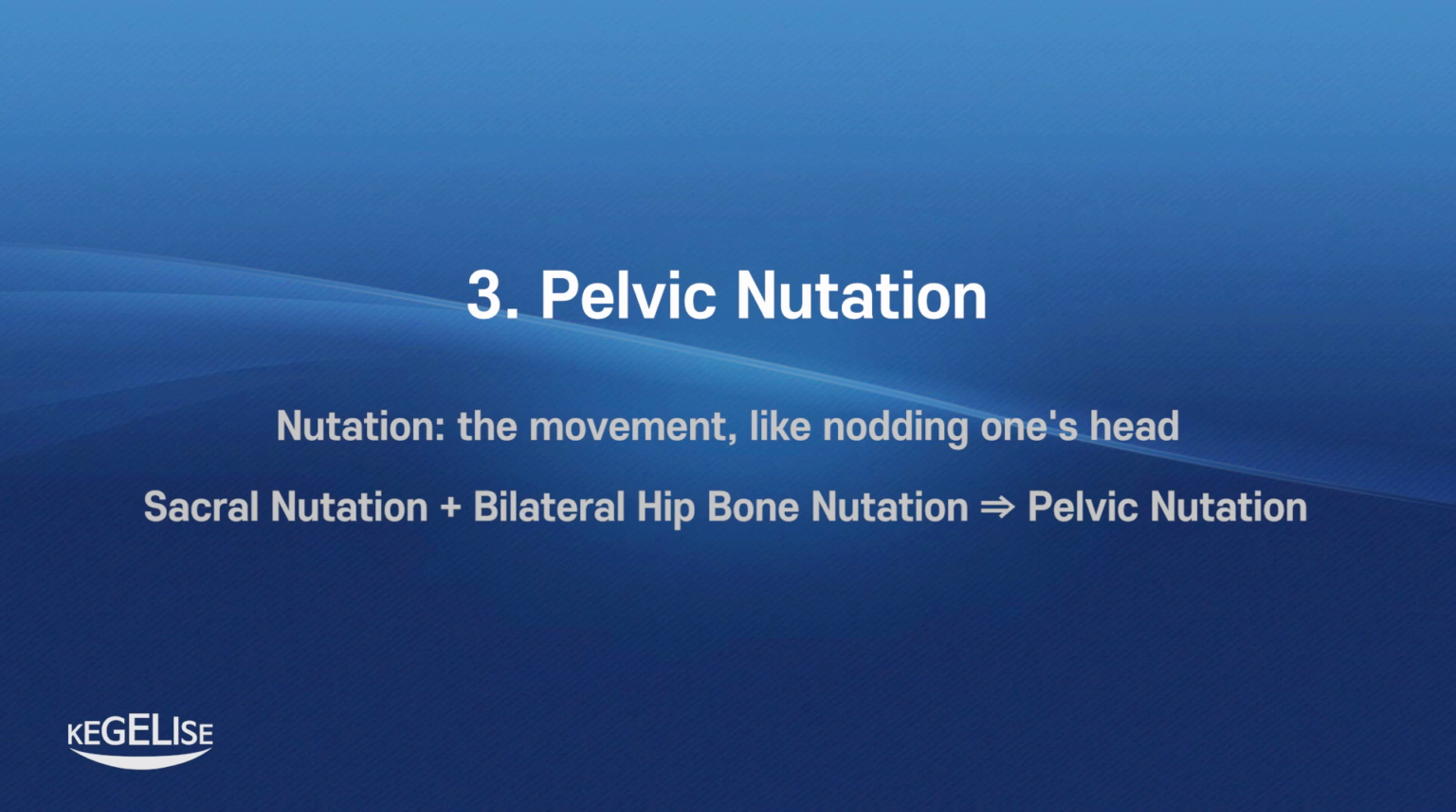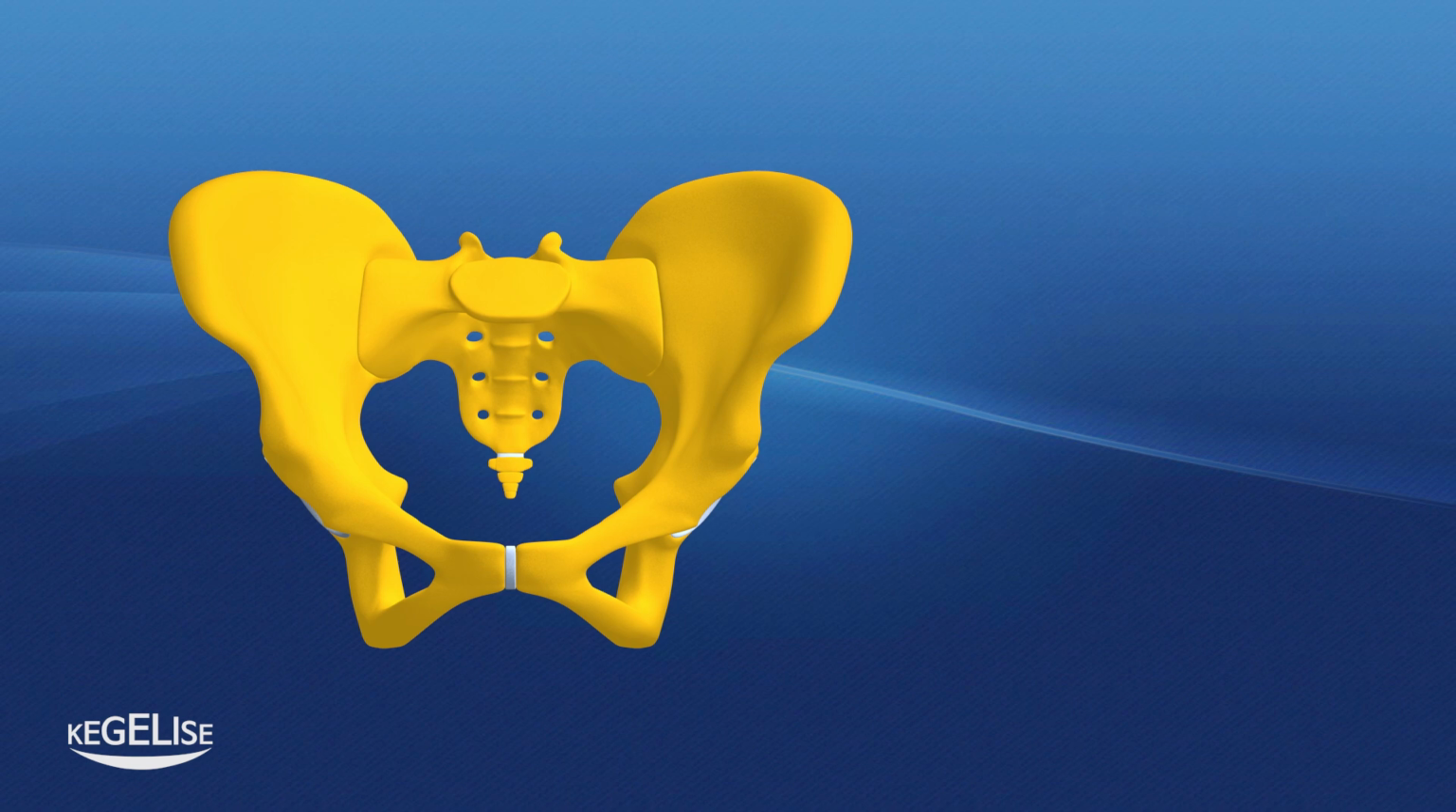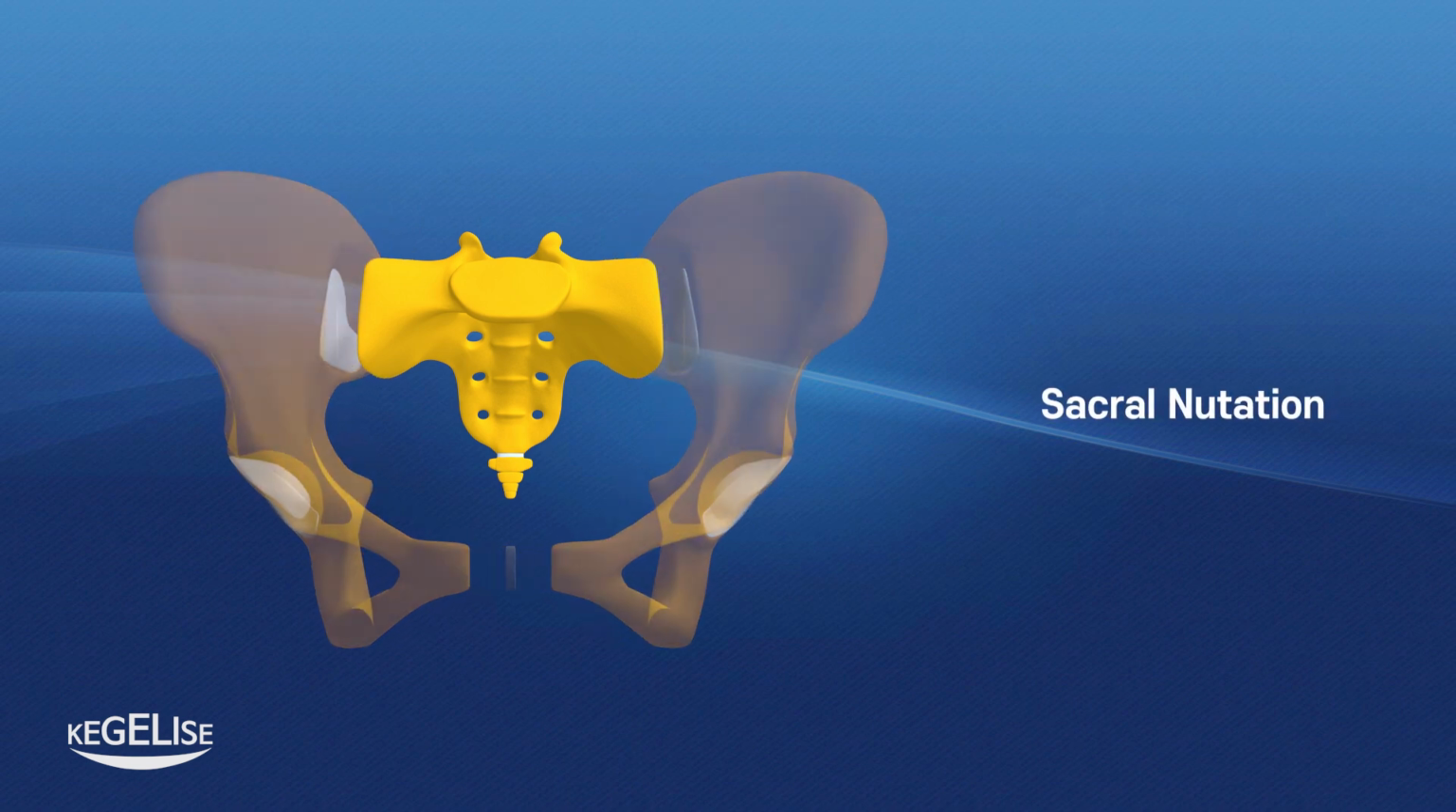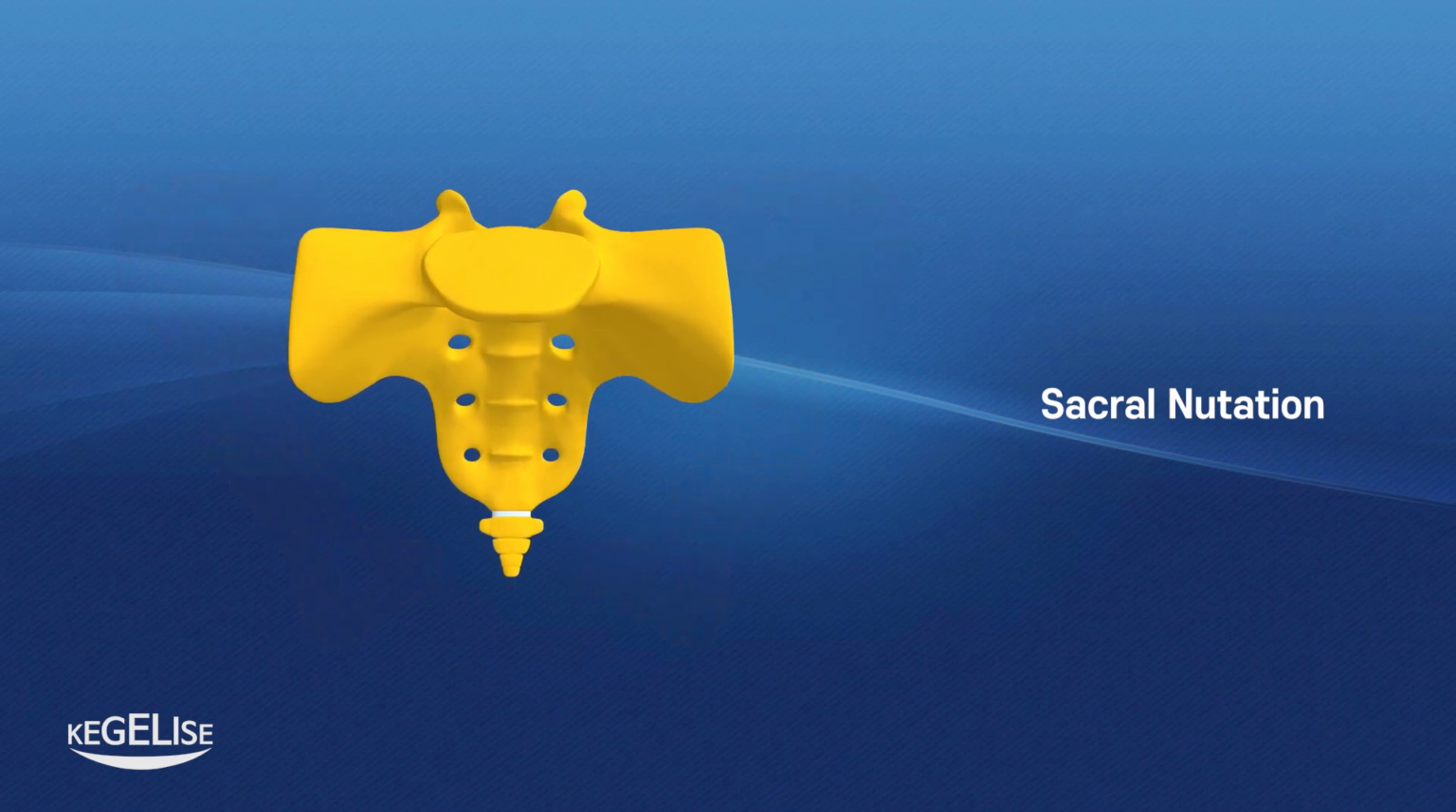The movement, like nodding one's head, is called nutation. When the sacrum and both hip bones are nutated, the pelvis is nutated. First, let's take a look at the sacral nutation.